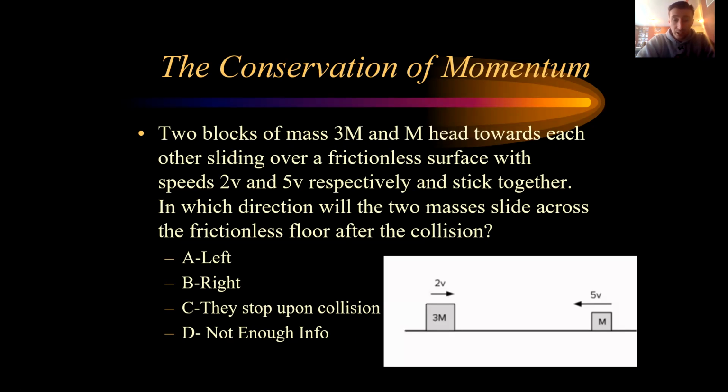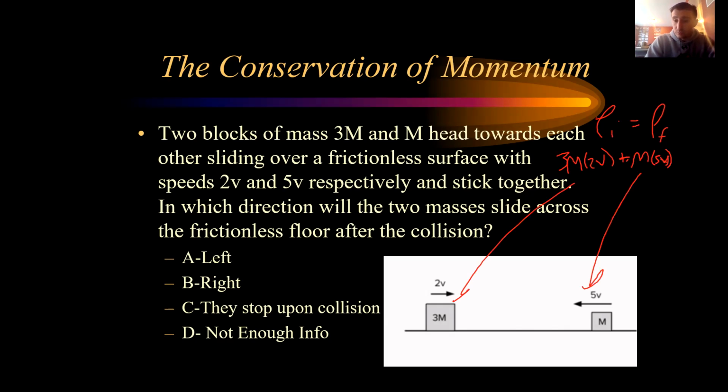So let's make an equation here and look at this. If I was to make an equation for before and after, I'd say momentum initial equals momentum final. Initially, there's two things moving, so I'd have 3m times 2v plus m times 5v. That's before, because there's two things. That one's moving, and then this one's moving. Equals, they stick together, so I have to do 3m plus m, and they move with the same velocity, so I just put velocity final.